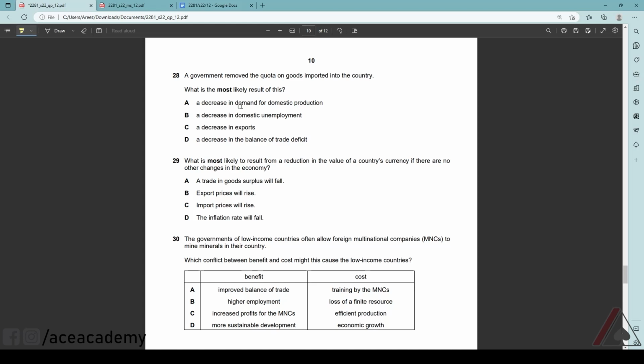Therefore, it can cause a decrease in demand for domestic products if the imports are cheaper. So A can be your answer. B, a decrease in domestic unemployment. Not true. Almost the opposite can happen.